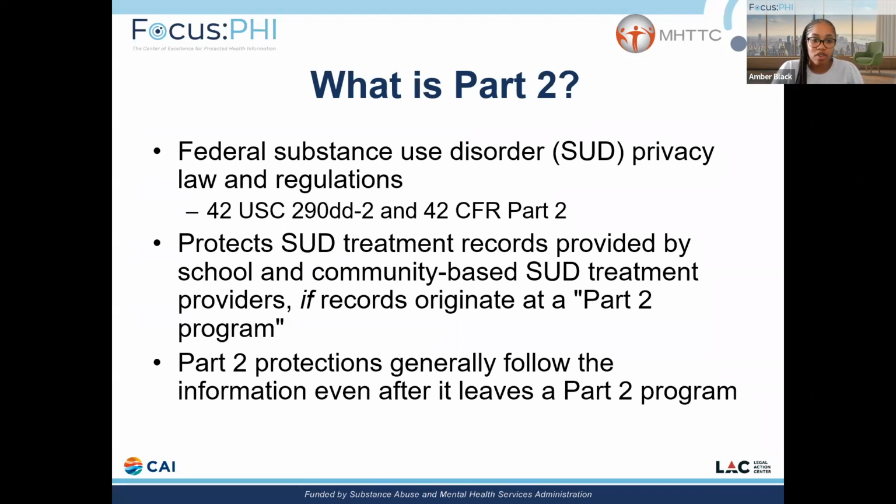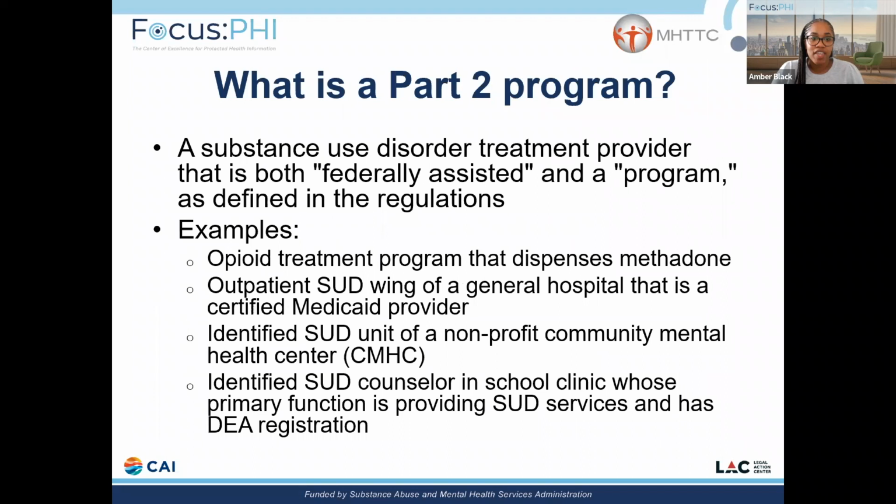So what's this Part 2 program I keep referencing? It is a SUD treatment provider that is both federally assisted and a program. And the terms that you see in quotation marks are explicitly defined in the regulations, but we have some examples here to help you understand. So one example could be an identified SUD counselor in a school clinic whose primary function is providing SUD services. So that meets the definition of a program and has DEA registration, so is federally assisted. Another might be a freestanding opioid treatment program that dispenses methadone. Again, meets both parts of the definition, federally assisted and a program.